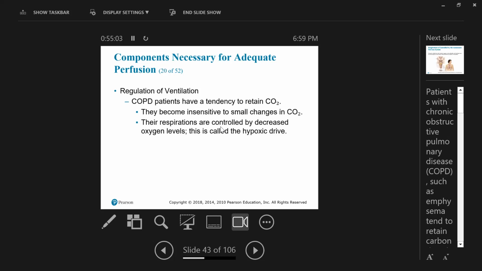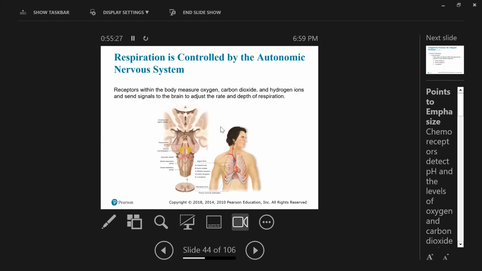So anyway, COPD patients have a tendency of retaining CO2. They become insensitive to small changes in CO2, and the respirations are controlled by decreased oxygen levels. So you lower the oxygen level, then they can actually breathe. But if you give them too much, they stop breathing. That's what we call a hypoxic drive.